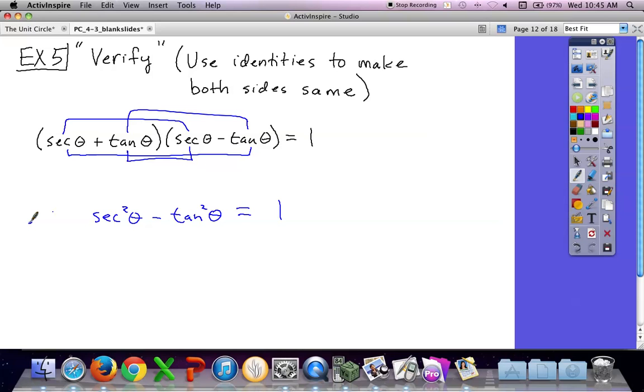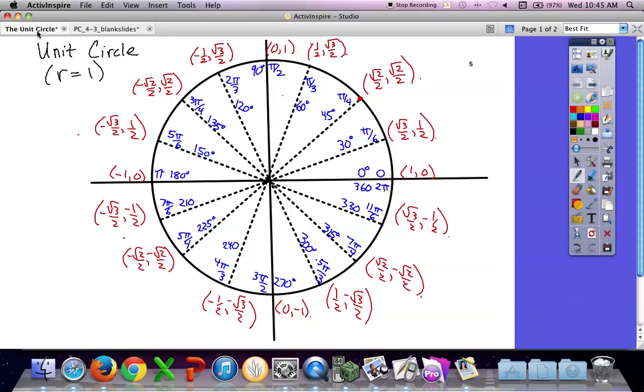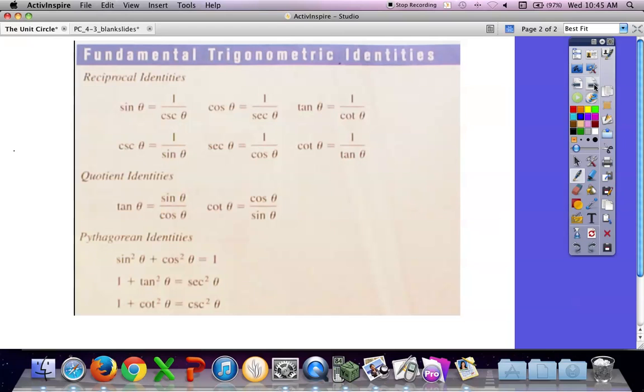What substitution? Which one of our identities that we've seen relates secants and tangents in the same identity? In fact, it relates secant squared and tan squared. One of the Pythagorean identities, this one right here. We have an identity, something we know is always true, that will let us substitute for secant squared 1 plus tan squared. Right?